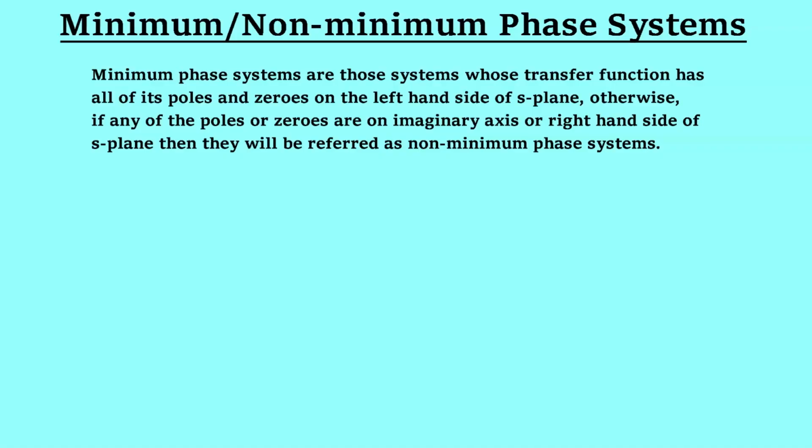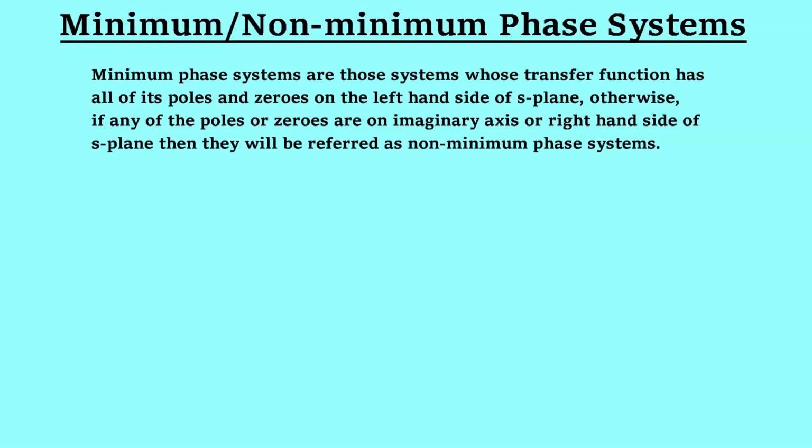Minimum phase systems are those systems whose transfer function has all of its poles and zeros on the left hand side of the S-plane. Otherwise, if any of the poles or zeros are on the imaginary axis or the right hand side of the S-plane, then they will be referred to as non-minimum phase systems.